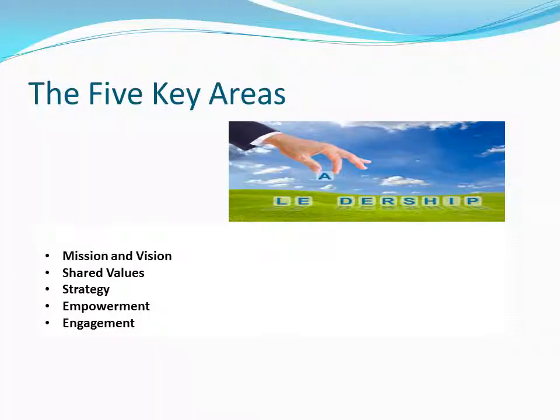Effective leadership is accomplished by incorporating the five key areas of leadership. These areas should be implemented and shared throughout every level of an organization. Vision and mission, shared values, strategy, empowerment, and engagement are necessary in order to create a sustained culture that is results driven and goal oriented.